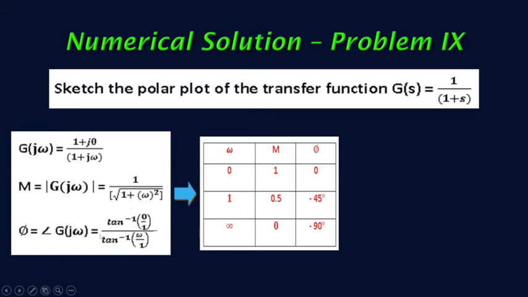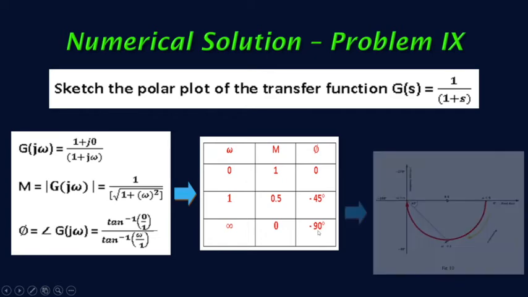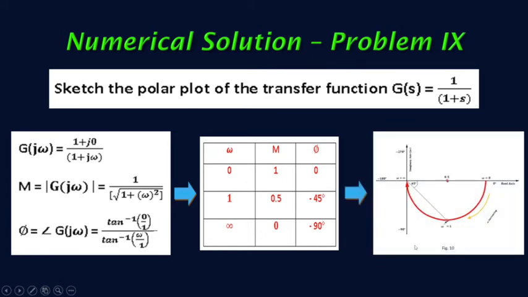Similarly, find the phase angle. When omega equal to 0, that means this is 0 angle, so this phi is 0 degree. When omega is 1, so 1 by 1, that means tan inverse 1, 45 degree angle. So 0 minus 45, this angle is minus 45 degree. When omega equal to infinity, this angle is minus 90 degree. Then draw the polar plot.